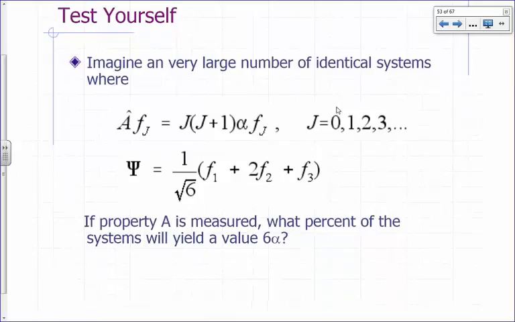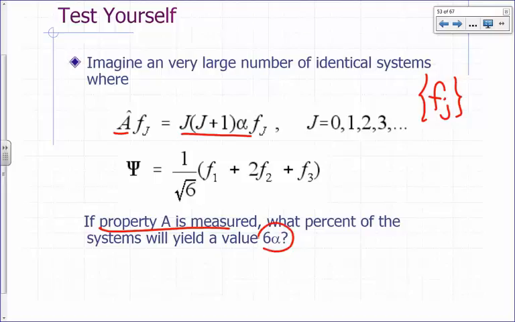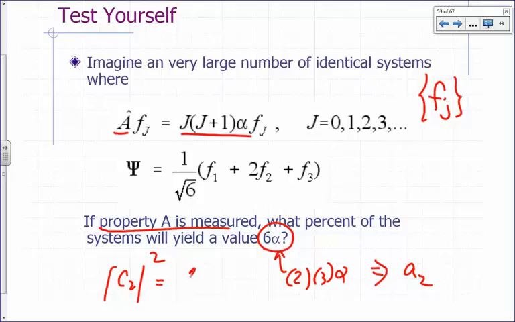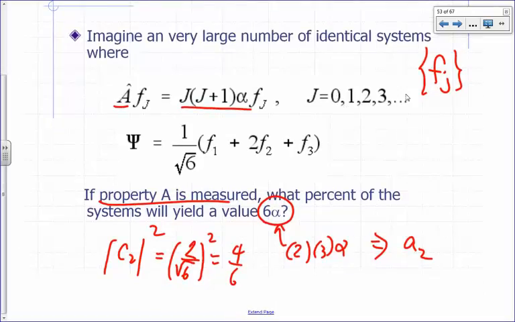Okay. So this is the same thing we looked at earlier. So you have to imagine a very large number of identical systems, okay, where operator A hat gives you j plus 1 times j alpha times f sub j. So f sub j, we say, is the orthonormal eigenbasis of operator A. And then psi is equal to 1 over square root of 6, f1 plus 2 f2 plus f3. So if property A is measured, what percent of the systems will give you 6 alpha? 6 alpha is what? 2 times 3 alpha. So that means that's A2, right? So the answer would be C2 squared is the probability. Right? So it's 2 over square root of 6 squared. That's 4/6. So 2/3. So what percentage? 66.7%. Okay.